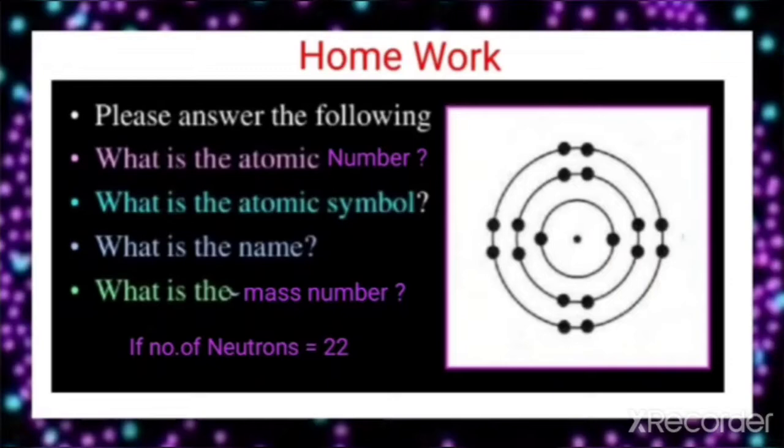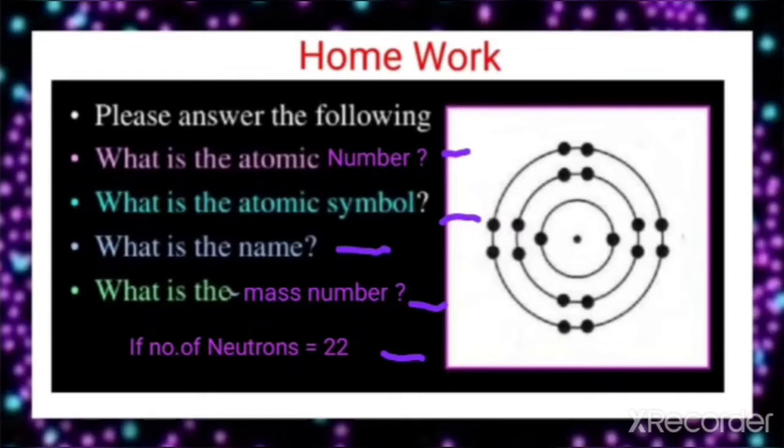Now let us do a homework question. This is one of the atoms which I have represented here, the atomic structure, and I have distributed the electrons in this. Now you have to find out what is the atomic number for this atom, what is the atomic symbol for this atom, what is the name of this atom, and what is the mass number if the number of neutrons is 22. So it is a homework question, so all of you do this one.